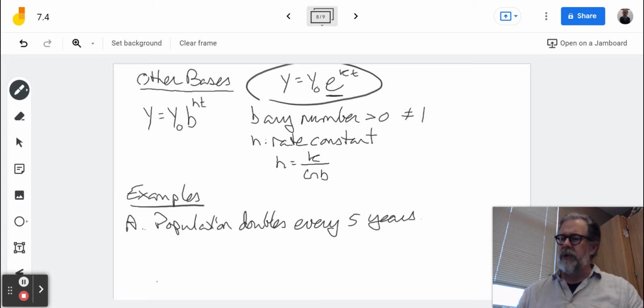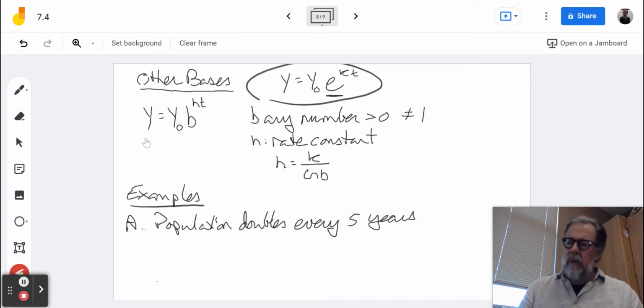separable differential equation. Well, what we want to look at today is what if e is not an easy one to use? What if e is not the obvious one? Can we actually make it simpler by choosing something other than e? And what we're going to do is write the equation y equals y sub naught b to the ht. Notice that h is not equal to k.